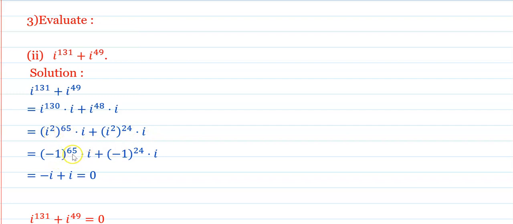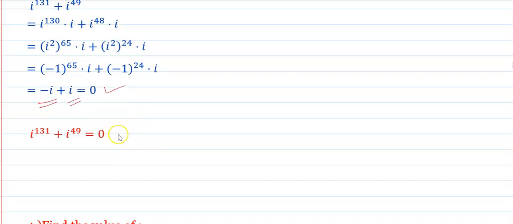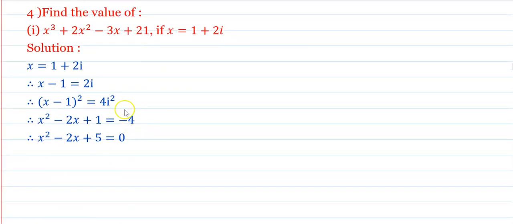Minus 1 raised to 65, you will get minus i. Next, i square is again minus 1. Minus 1 raised to 24, you will get plus 1. Plus 1 into i, you will get here i. And again minus i plus i, and hence you will get here 0. And this is the value of i raised to 131 plus i raised to 49. Okay, easy question. Next, question number 4.